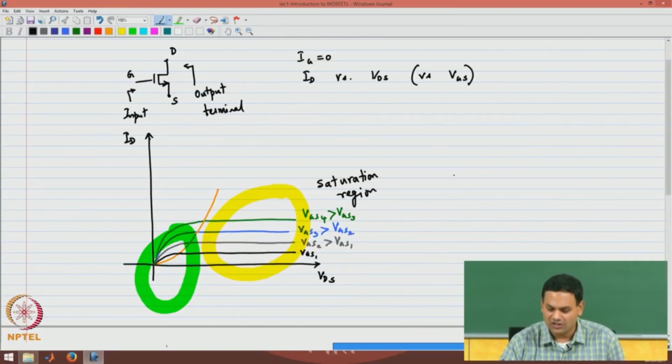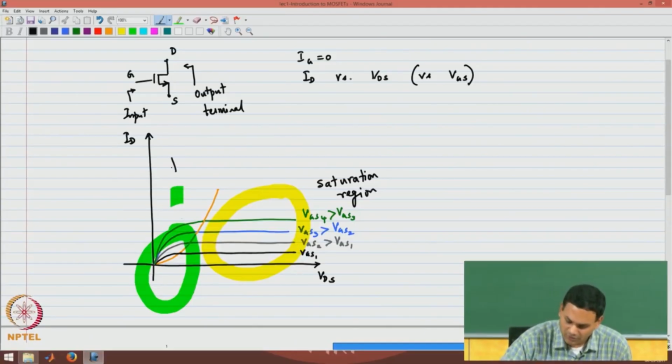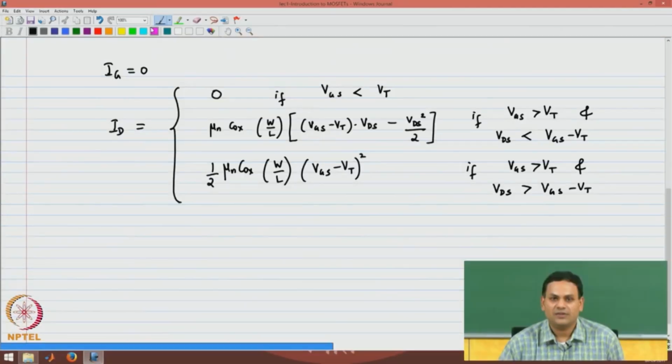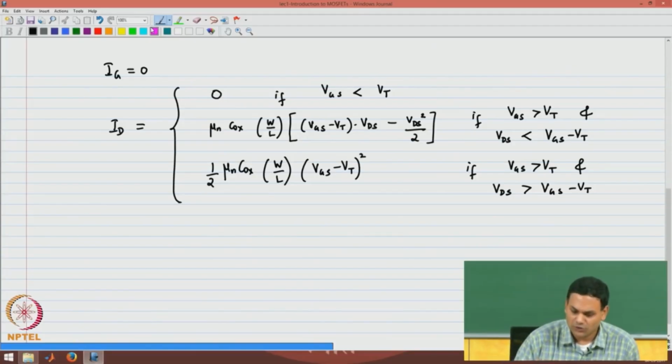It is called the saturation region of operation, and this region is called the triode region of operation. And as you can see, the MOSFET transitions between the triode region and the saturation region depending on the value of the drain source voltage and the gate source voltage. We have seen the behavior of the currents and voltages, we have written down the expressions. So, this nonlinear equation represents the dependence of the drain current on the gate source voltage in the saturation region and will decide the operating point of the MOSFET.